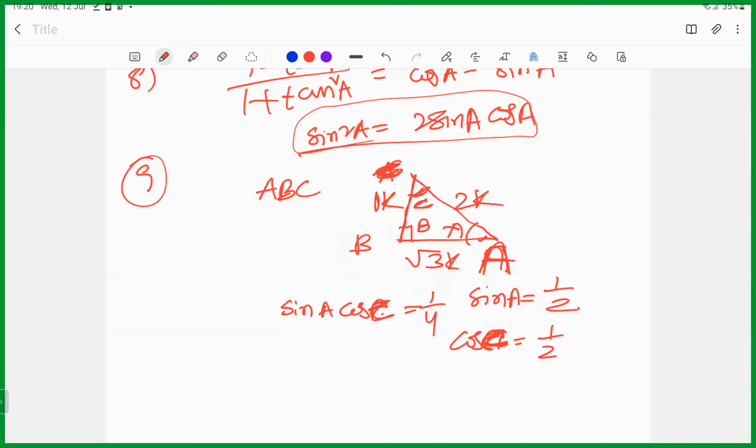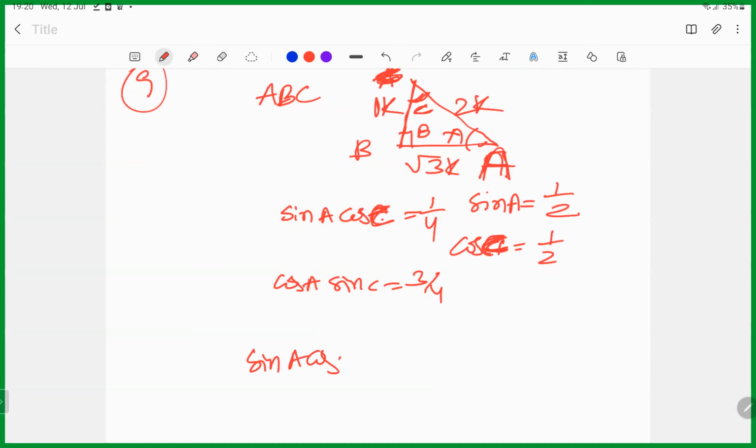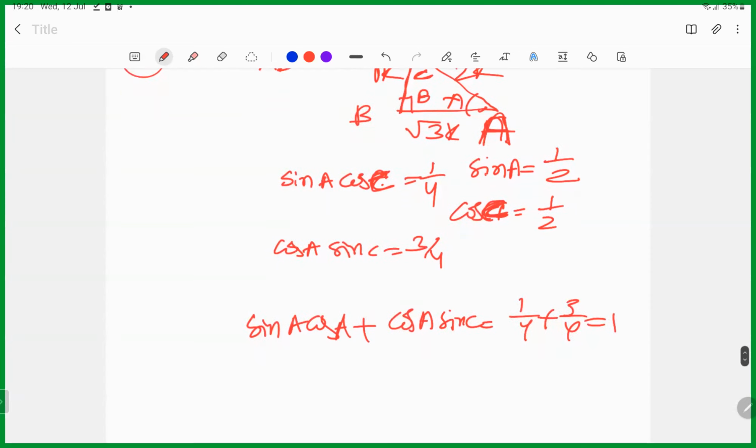Cos A means root 3 by 2, and sin C is 3 by 4. So cos A into sin C will be 3 by 4. Now sin A into cos C plus cos A into sin C will be 1 by 4 plus 3 by 4 equal to 1. So sin A into cos C plus cos A into sin C equal to 1 is an identity.